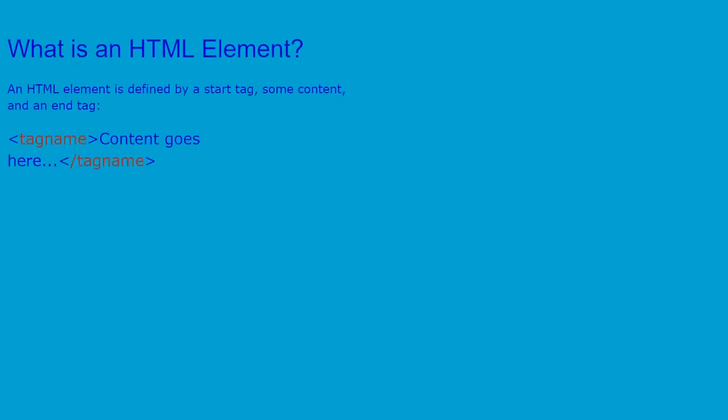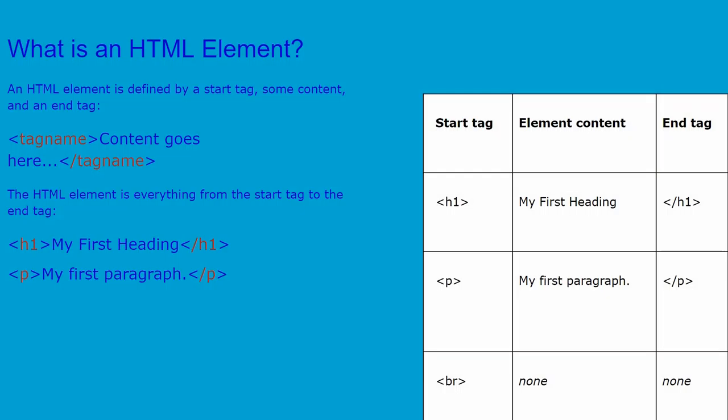Now we are going to discuss the HTML elements basically. We know each HTML element is written under angle brackets. As you can see, angle bracket, then tag name, content goes here, then the closing tag name. This is the format of writing HTML elements.